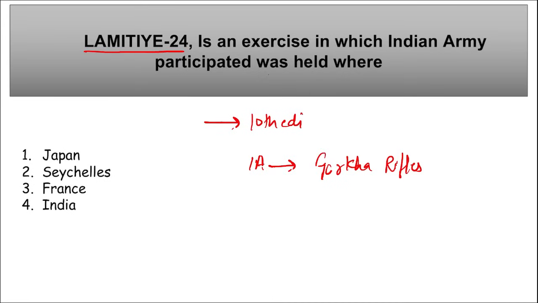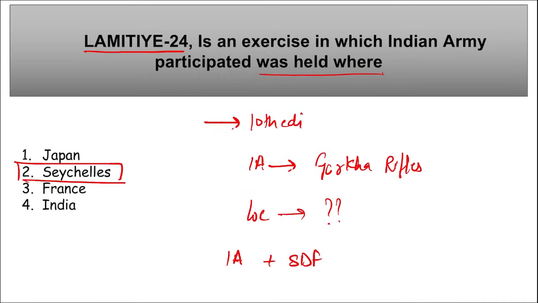Question asked here is, where was this exercise held? What is the location of this exercise where this was held? It is Seychelles, right? Seychelles is the place where this exercise was held, and Indian Army's contingent Gorkha Rifles took part in this particular exercise, right? Then remember, this exercise was held between Indian Army and Seychelles Defense Force. Lamitiye 24. Then the meaning of the Lamitiye here means friendship.